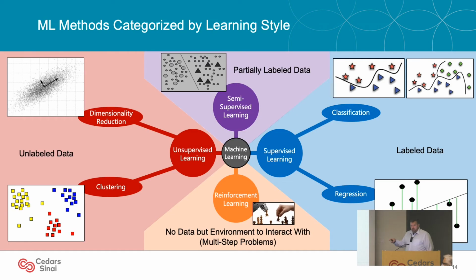All right, so now let's talk about different types of machine learning. We can categorize machine learning methods based on their learning style. This is typically the first way you might categorize them.